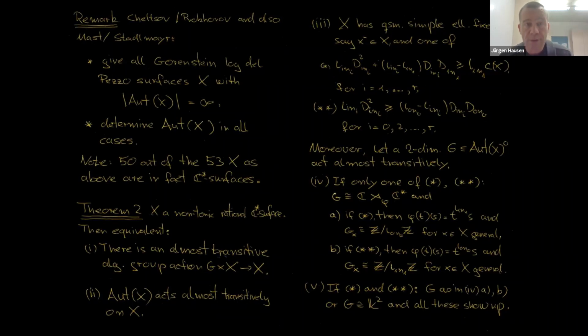Again, I should say that the case of Gorenstein log del Pezzo surfaces was known before. This is due to work of Ulrich Derenthal and Daniel Loughran. In two papers, they described the almost homogeneous Gorenstein log del Pezzo surfaces. Now, in the case of C-star surfaces, Theorem 1 and Theorem 2, we do not make any assumptions on the singularities. So they are valid in full generality concerning automorphism groups of C-star surfaces.